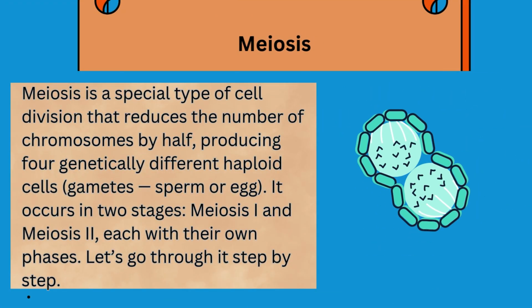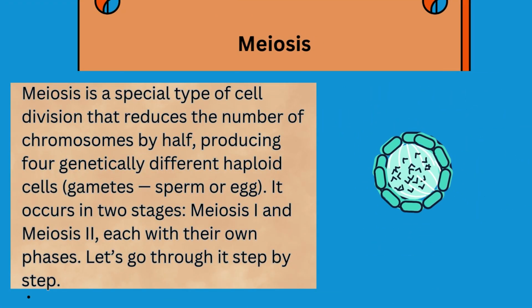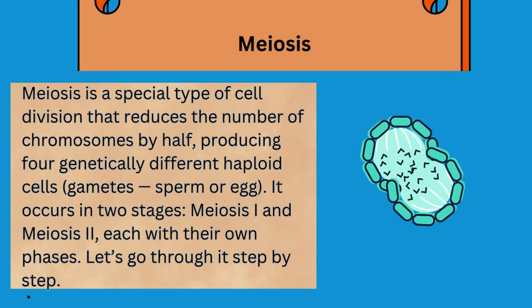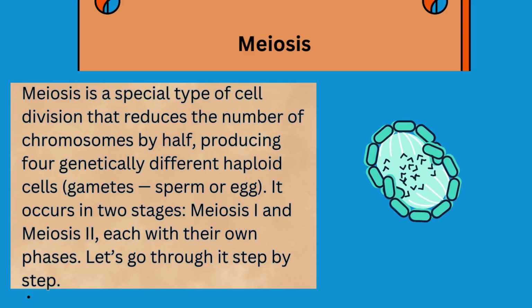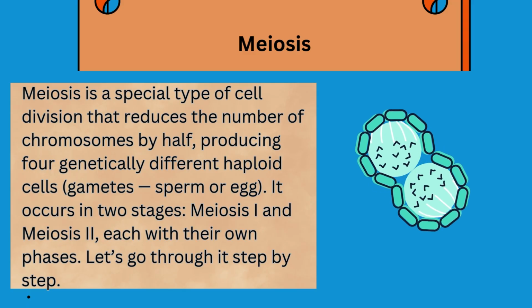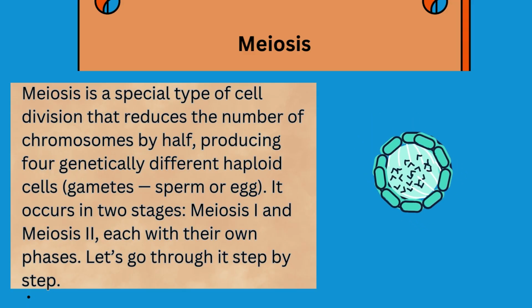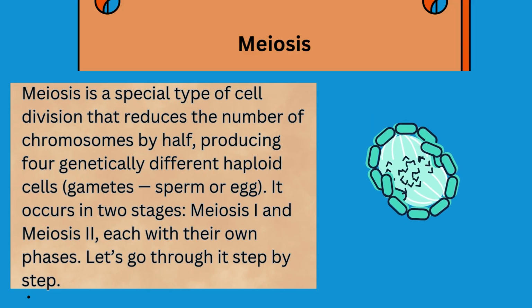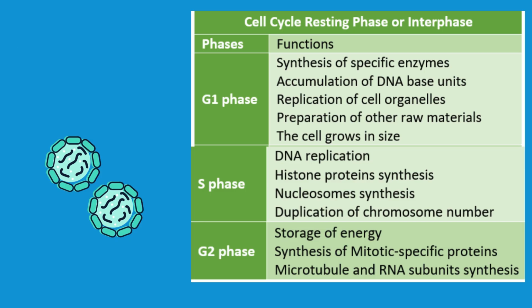Cells which have two sets of chromosomes are called diploid, and cells with half the number of chromosomes are called haploid. Chromosomes in diploid cells are in homologous pairs. Haploid cells carry one member of each homologous pair.